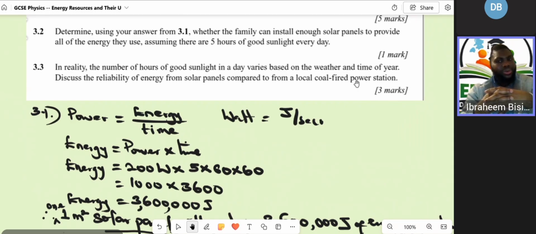So the coal is present abundantly. So it can meet any energy need. And again, it's not limited by time of the day or season or whatever. So on a general note, the solar energy is not reliable as compared to the coal-fired power station.